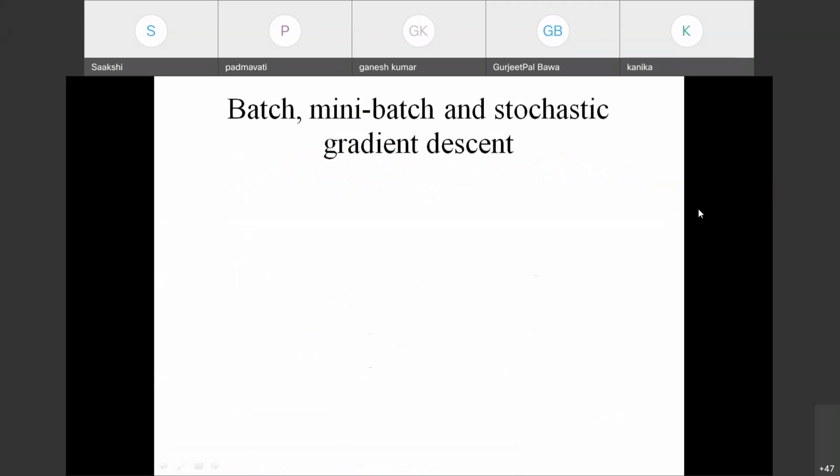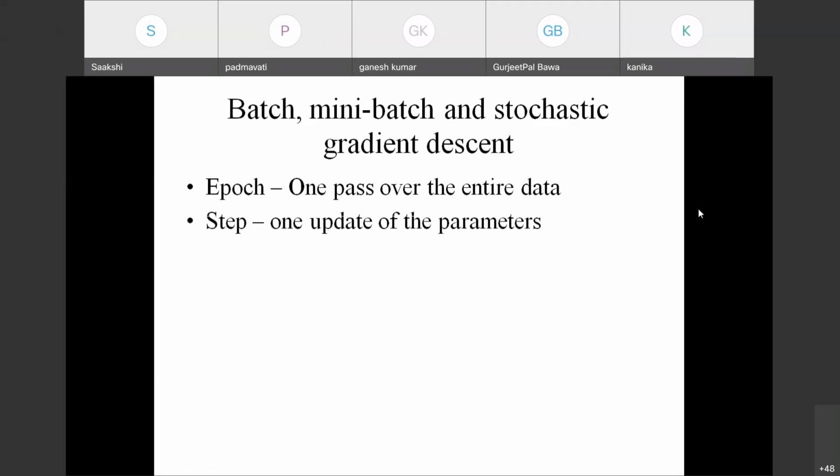Now, let us move to the next section, that is batch, mini batch, and stochastic gradient descent. All these terms you need to be aware of and learn, as we are all going to use these in the practical sessions. For this, let us try to understand what one epoch means. One epoch means one pass over the entire data. One step means one update of the parameters.